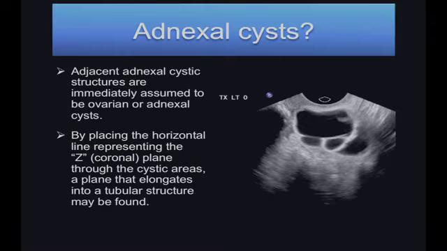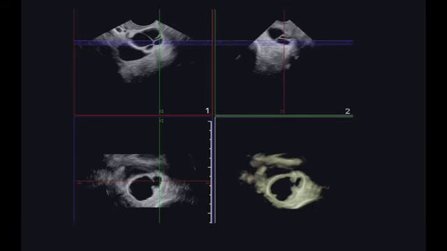But by placing the horizontal line, the Z line that represents the coronal plane, through these cystic areas, we may be able to find a plane that elongates into a tubular structure. So here we go. Here is our horizontal line going through this cystic structure. And what we see here in the coronal plane is that a tubular structure is actually formed. And then we also see it on our 3D surface rendered image.